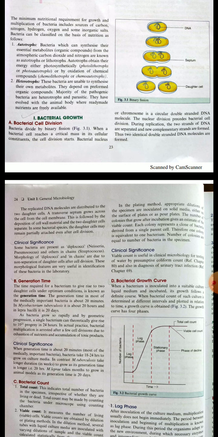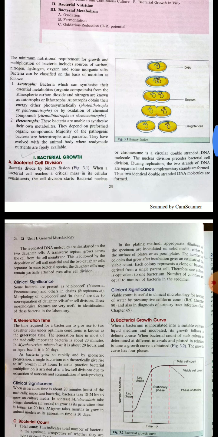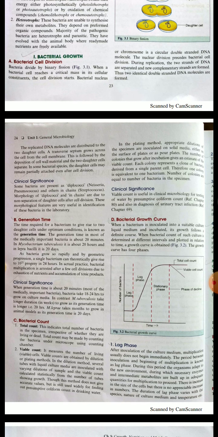Bacterial nucleus or chromosome is a circular double stranded DNA molecule. The nucleus division precedes bacterial cell division. During replication, the two strands of DNA are separated and new complementary strands are formed. Thus, two identical double stranded DNA molecules are formed. As you can see in the process of binary fission in figure 3.1, the replicated DNA molecules are distributed to the two daughter cells.